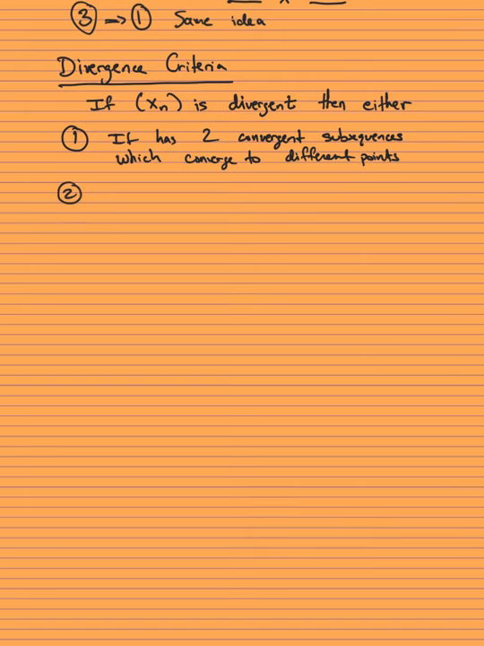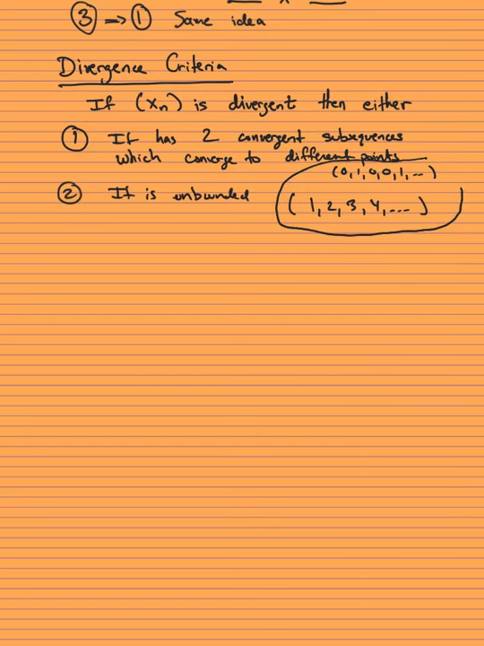Okay, so you could think the sequence 0, 1, 0, 1, and so on is an example of that, or it's unbounded. Okay, so I have the sequence just 1, 2, 3, 4. So this is a pretty remarkable criterion. Okay, it's saying that these are kind of the only possible ways that a sequence can misbehave and not converge to a real number, right?